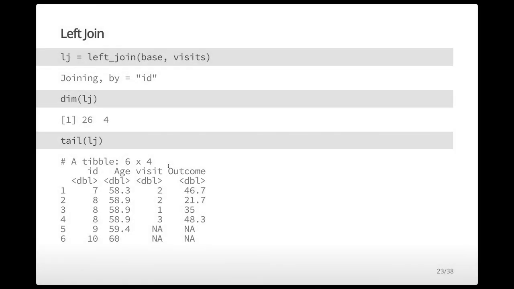Left join, so in this case, baseline is our kind of master data set. We're joining in the visits. So it's a different number of rows. We have 26 rows now. And we see even though IDs 9 and 10 did not have any visit level data, they were kept in that data set because we said this is a left join and baseline is our master data set, and we said even if you don't have any adjoining records in visits, make sure we keep all the records in this case, X or baseline. That make sense?